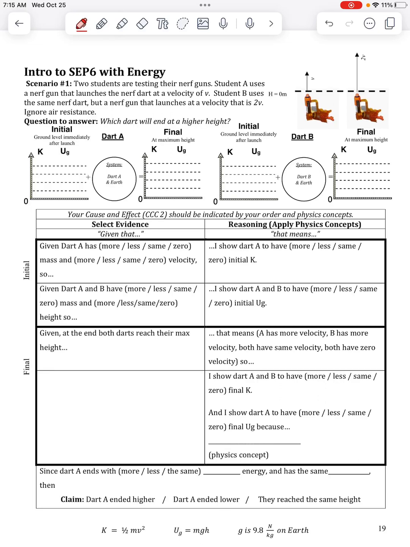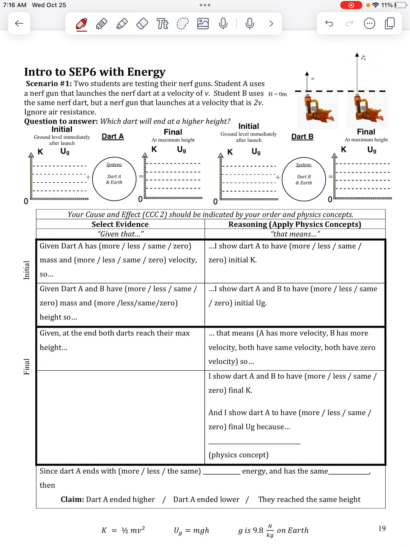This is Mrs. Rona, and I'm going to talk you through how to do Intro to SEP6 with energy. We're going to do two scenarios together. This is page 19 of the 2023-2024 packet, so you can follow along and take notes in your packet. Let's go.